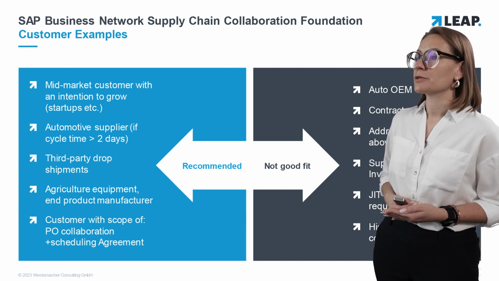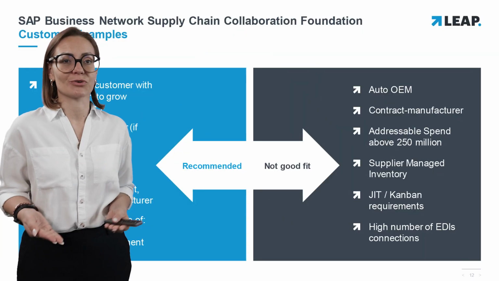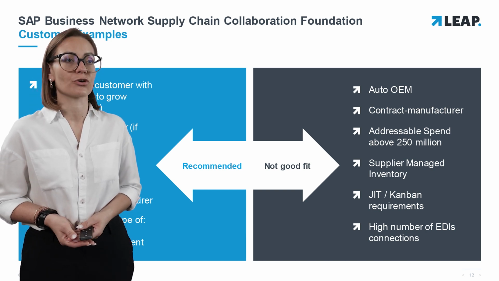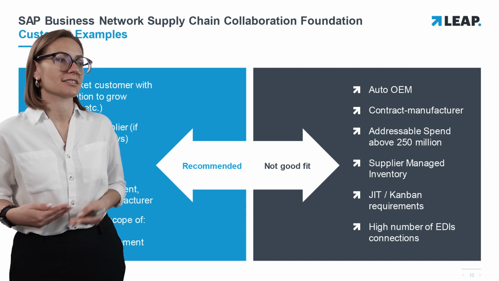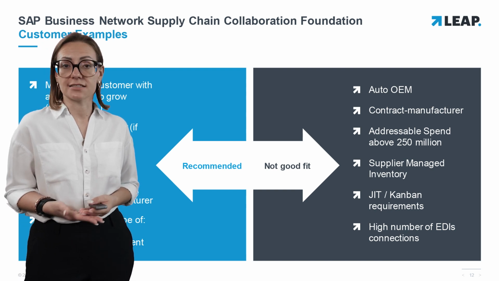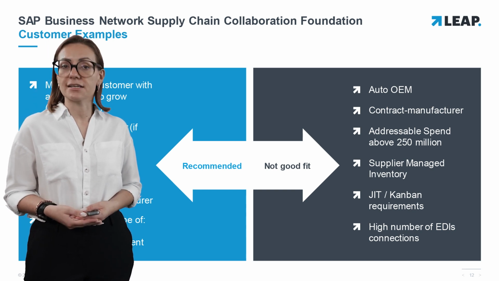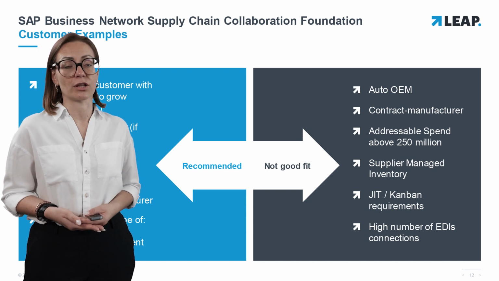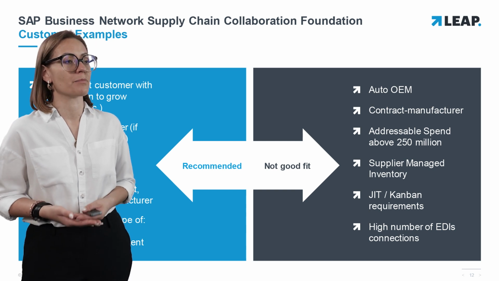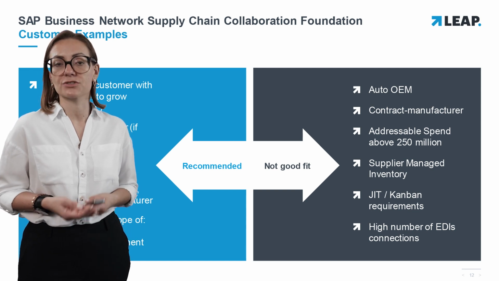But it might be a little bit difficult for other customers or organizations like auto OEMs or contract manufacturers or organizations who are working based on just-in-time or Kanban requirements, as well as organizations that have very high spend, above 250 million. For such organizations and customers, if they are really interested in the supply chain collaboration product, they could directly discuss with the manufacturer of the product and adjust their requirements to their needs.